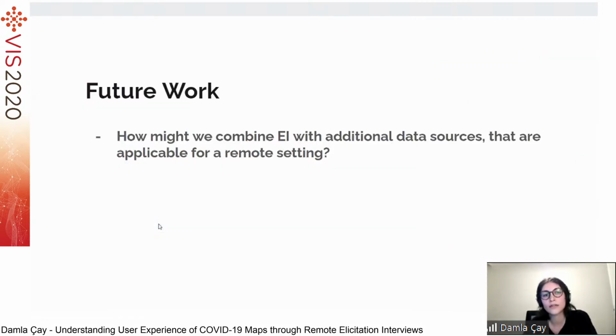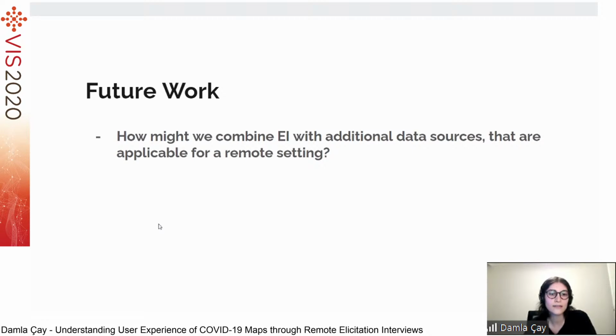In summary, we conducted elicitation interviews remotely with interactive exploratory visualizations and discovered that despite the complexity of these interfaces, remote EI was able to create insights about the user experience, including sensory and emotional aspects. But the remote nature of the study created new types of distractions that might hinder the process. In future studies, this method can be combined with additional data sources.